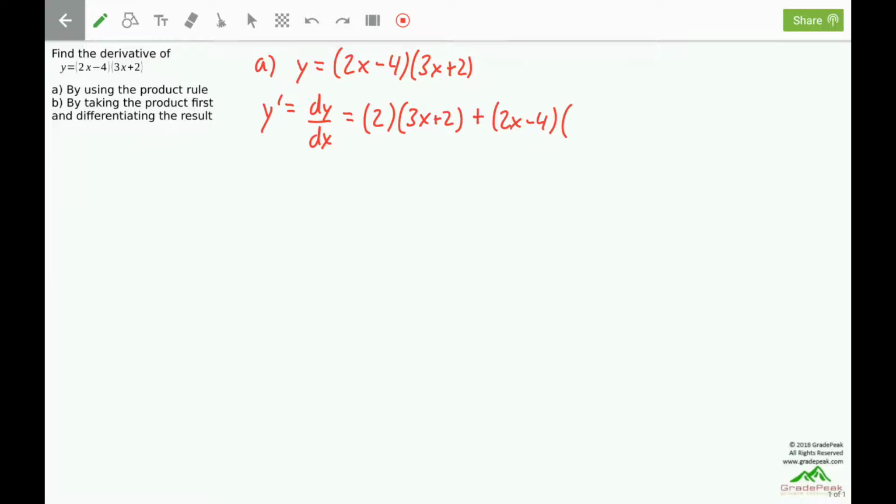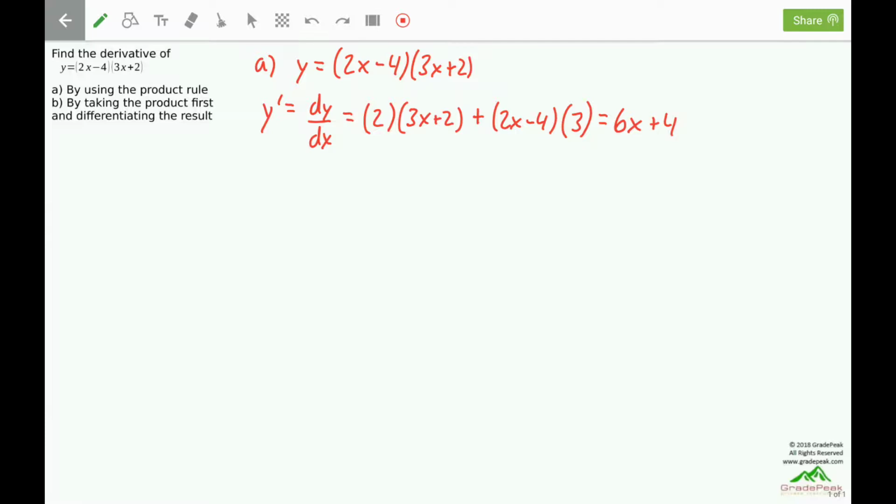The derivative of the second will be derivative of constant times x. 3 times x will be the constant, 3. The derivative of the 2 with no x will be a 0, so we will just have a 3. We can distribute the 2 into the first expression. 2 times 3x is 6x. 2 times a positive 2 is a positive 4.